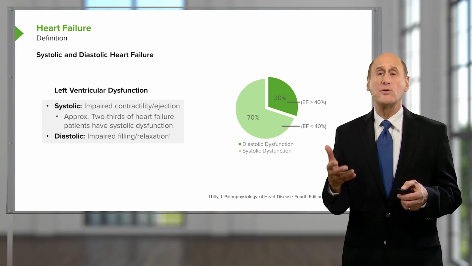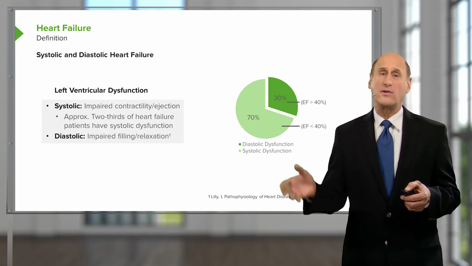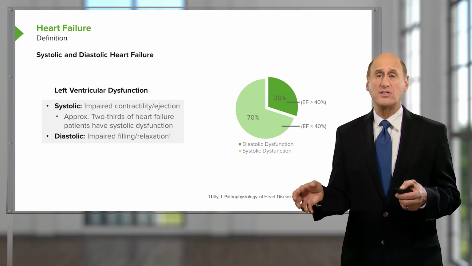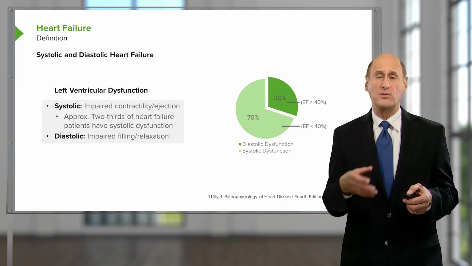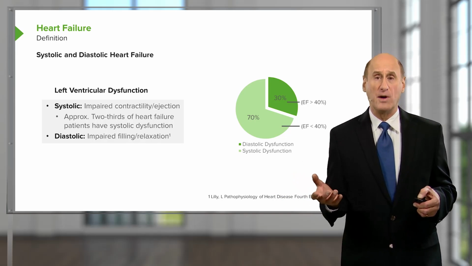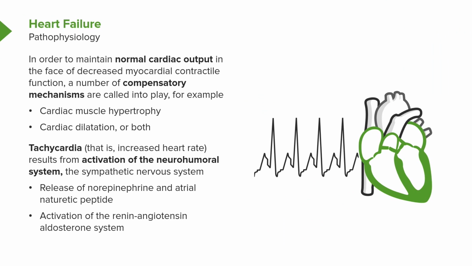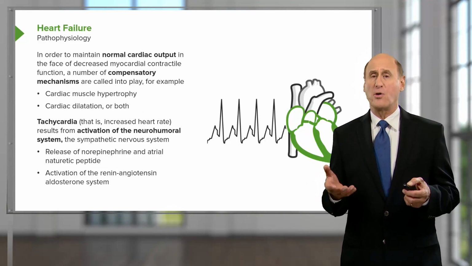Interestingly, the long-term prognosis for diastolic heart failure is just as bad as for systolic heart failure. Diastolic heart failure tends to occur in older individuals, often with thickened heart muscle. Now, there are a number of compensatory mechanisms that the body sets off when it sees heart failure. Remember, I mentioned them just a few moments ago. What are the compensatory mechanisms?